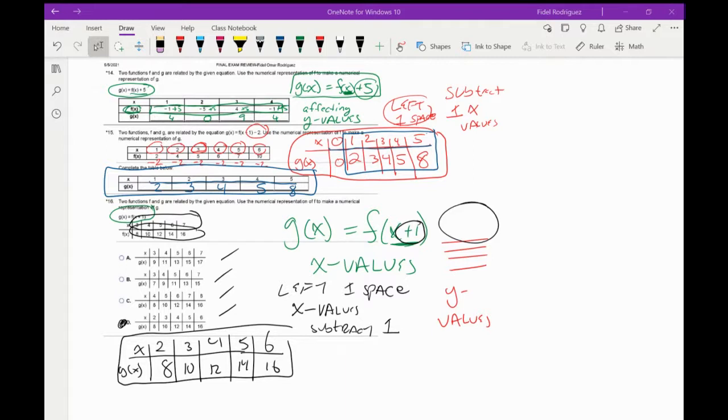If it says -2, then go ahead and subtract 2 from each of the y values. It's only on the inside that if it says +1, you're actually going to subtract. Or if it says -3, you're actually going to add. Only on the inside. That's the one time you do the opposite.